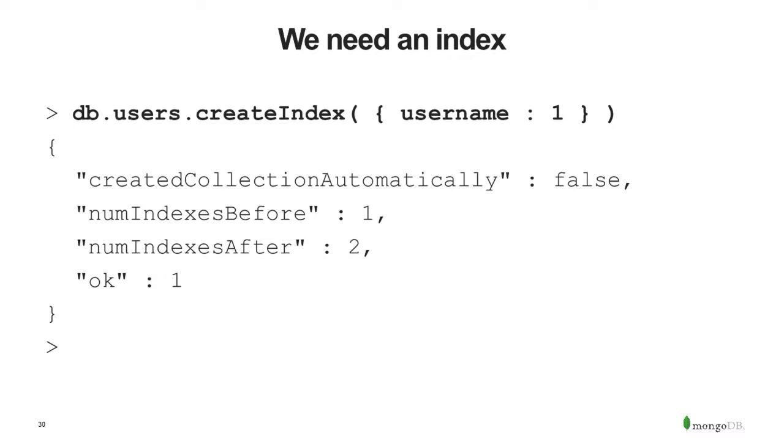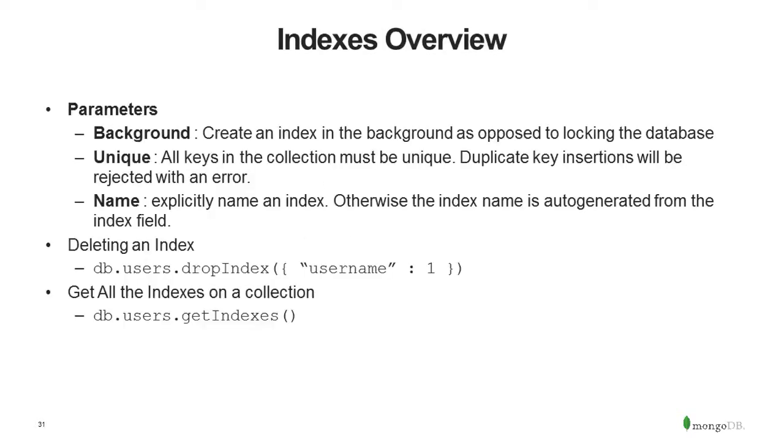This creates the collection automatically. It's not creating the collection. You'll see that the number of indexes before was 1 because there's always an index on the object ID. The number of indexes after is 2, and everything worked out okay. Now we have an index on the username.